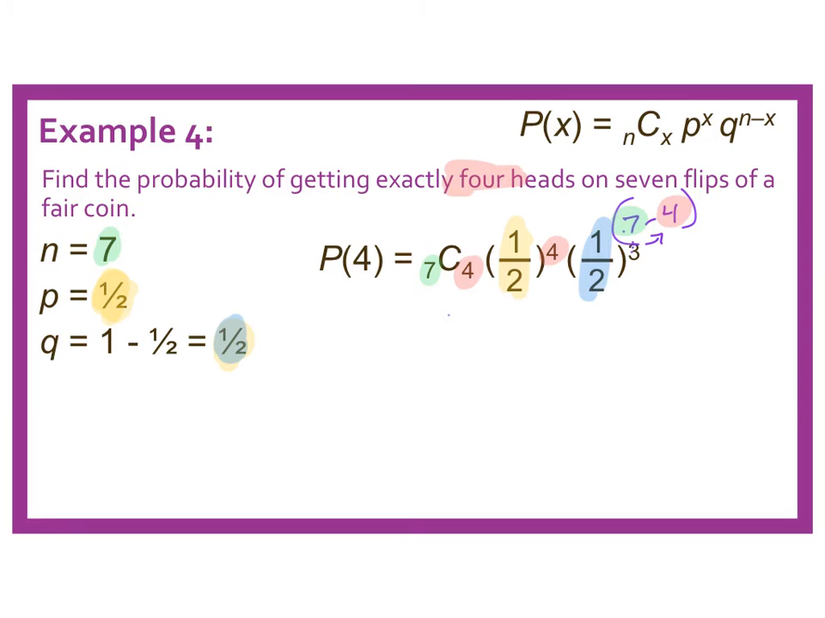Now we can put this in our calculator and figure out what it is. Okay, so I'm going to go 7, math, probability, 3, so 7 nCr 4. Step out of the subscript, parenthesis 1 divide 2, close parenthesis to the 4. Step out of the exponent, parenthesis 1 divide 2, close parenthesis, to the 3.